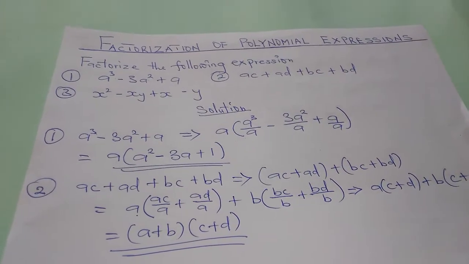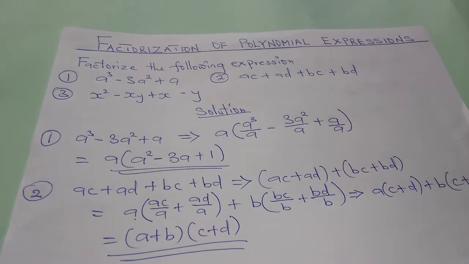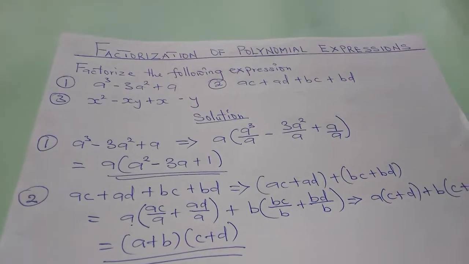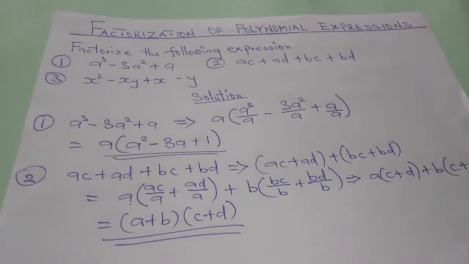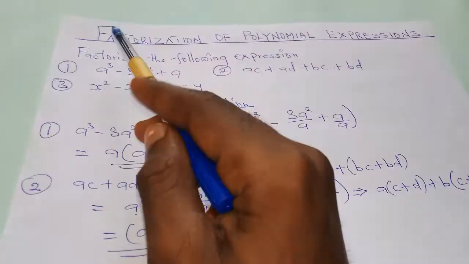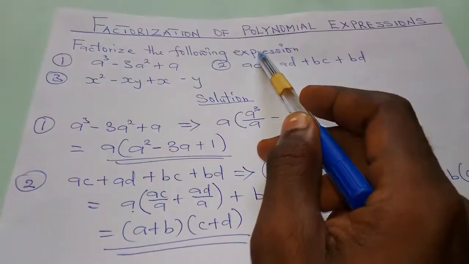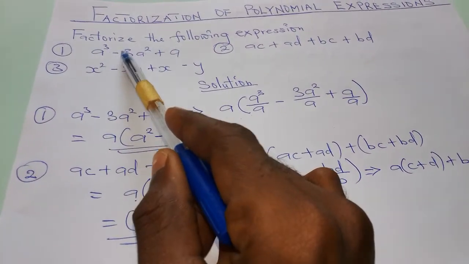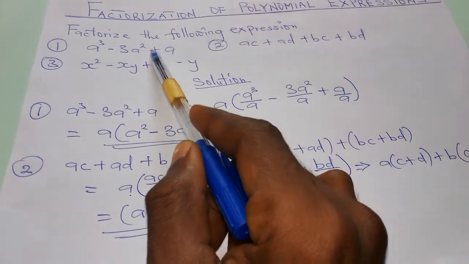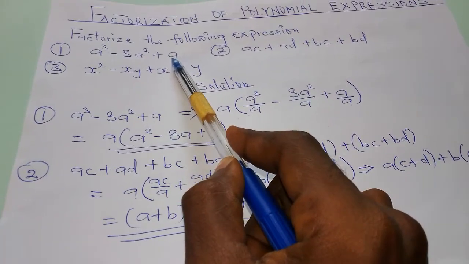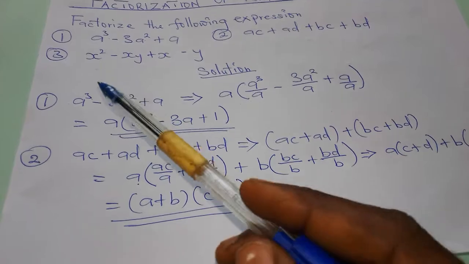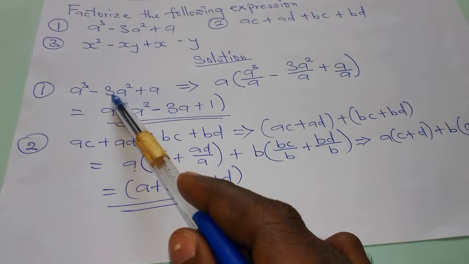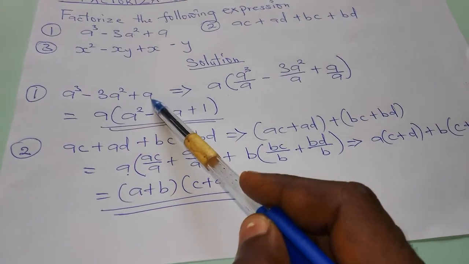Now in this video I am going to show you how to factorize polynomial expressions. So now let's take the following question. Question says factorize the following expression. Question number 1, a raised to power 3 minus 3a raised to power 2 plus a. So we are going to begin with question number 1. Factorize a raised to power 3 minus 3a raised to power 2 plus a.